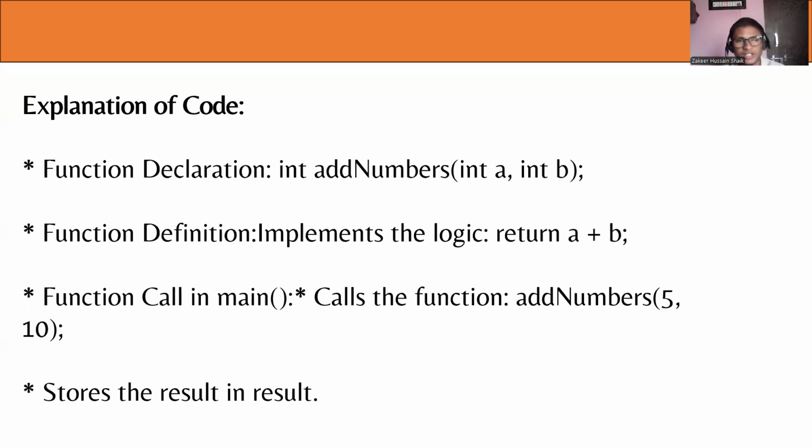Explanation of code. Function declaration: int add_numbers(int a, int b). The function definition implements the logic, return a + b. Function call: in main, we call the function add_numbers(5, 10), which stores the result in result.